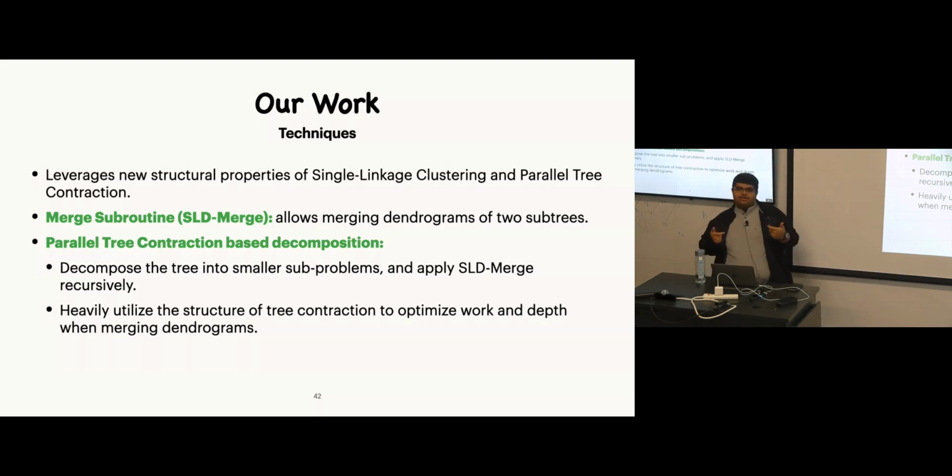And given this merge subroutine, you can think the goal is to design a divide and conquer algorithm. It's a non-trivial problem to decide how you decompose your graph into smaller subproblems, right? So for this we use parallel tree contraction. We tried other tree decomposition methods, but it turns out this was the only one which gave us optimal work bounds. For instance, we used heavy light decomposition, which gave something like n log square h. But yeah, these are the two main ingredients, and I'm going to talk about these two.